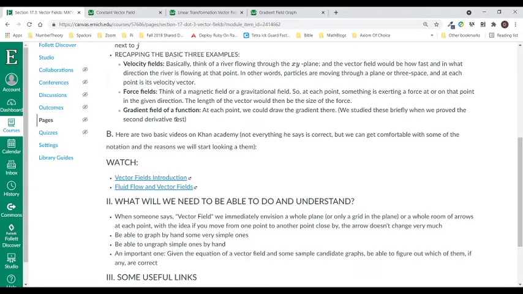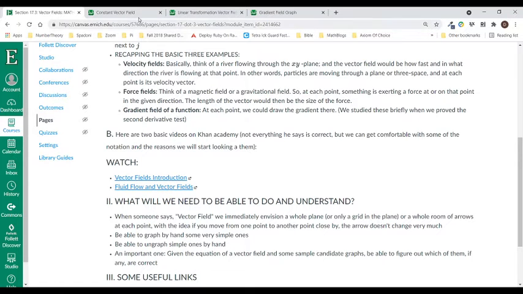In section 17.3, we're going to be talking about vector fields. And in this first little video, we're just going to be talking about what I want you to think about graphically when someone says vector field. A vector field technically is a function where you plug in a point and get a vector.